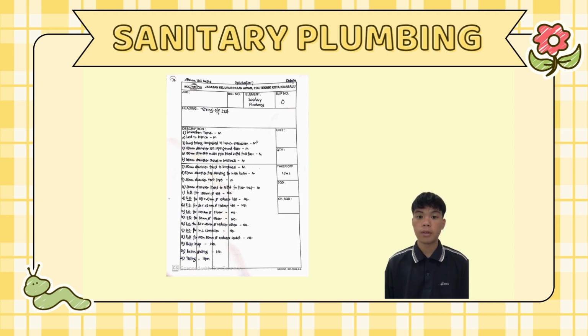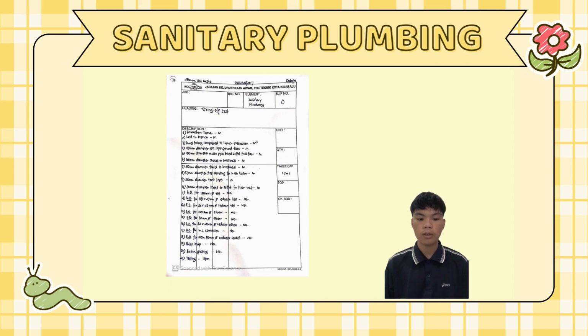Next is the sanitary plumbing. The taking off list for soil, waste and vent pipe: excavation trench, meter; lead in trench, meter; sand filling compacted to trench excavation, meter cube; 100 mm diameter soil pipe ground floor, meter; 100 mm diameter waste pipe fixed to soffit first floor, meter; 100 mm diameter fixed to brick wall, meter; 50 mm diameter fixed to brick wall, meter; 50 mm diameter freestanding for wash basin, meter; 50 mm diameter vent pipe, meter; 50 mm diameter fixed to soffit for floor trap, meter.